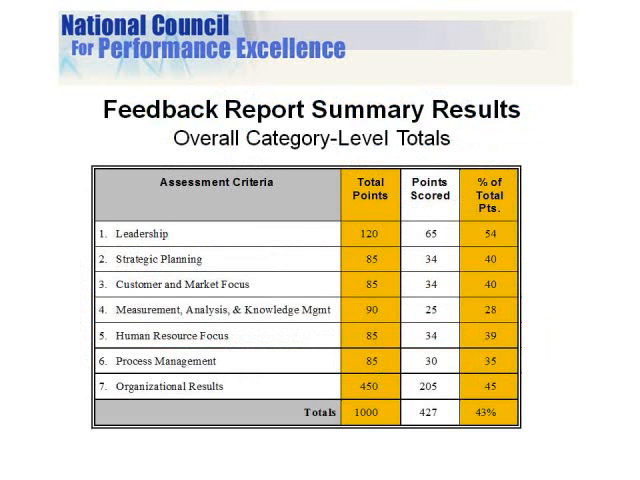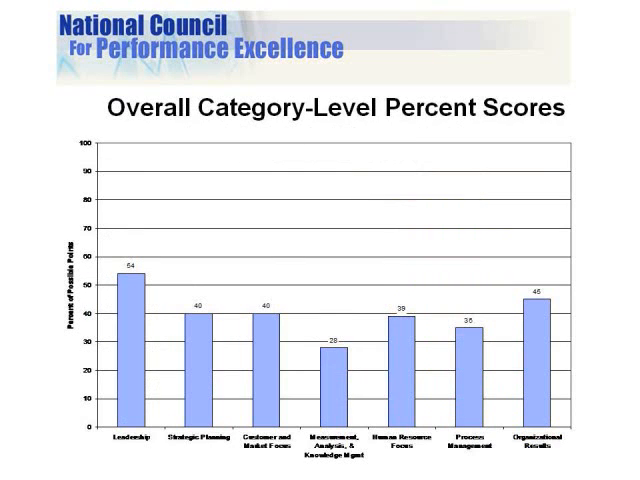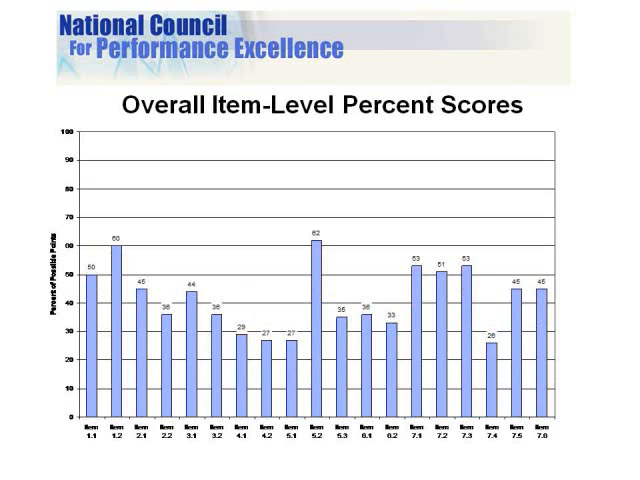The Feedback Report summary results shows total possible points versus the total points scored for each category and the percentage of total points for each category. The overall category level percent scores shows the aggregate percent score for each category. This is the first high-level indicator of organizational strengths and weaknesses.